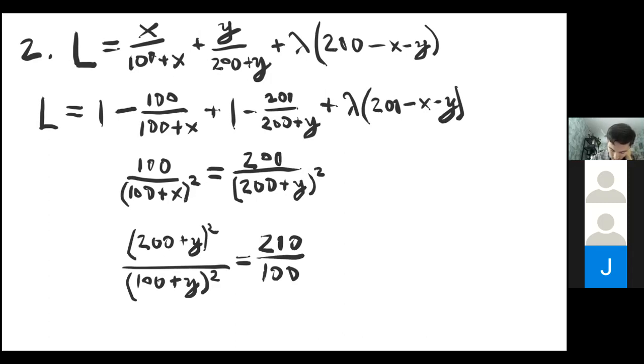That's supposed to be a 0 here. Right? You see what I did? I just cross multiplied, meaning that I divided both sides by 100 and multiplied both sides by 200 plus y quantity squared. And this equals 2. So I'm going to change the 200 over 100 to 2. Now what I'm going to do is take the square root of both sides.